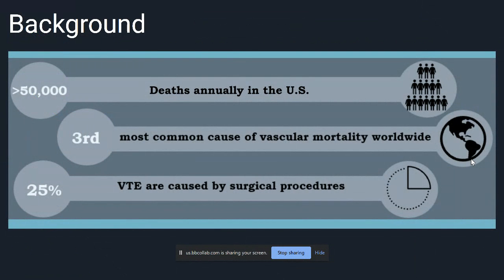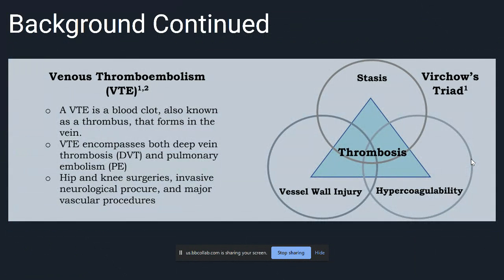For some background information, venous thromboembolisms account for more than 50,000 deaths annually in the United States. They are the third most common cause of vascular mortality worldwide, and 25% of venous thromboembolisms are caused by surgical procedures.